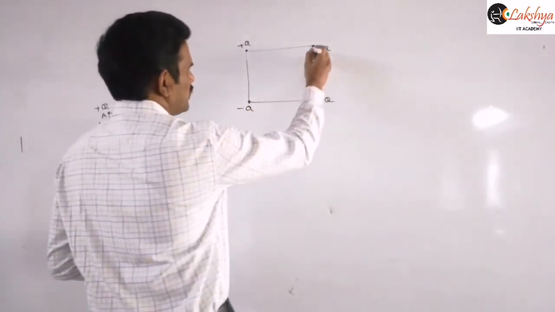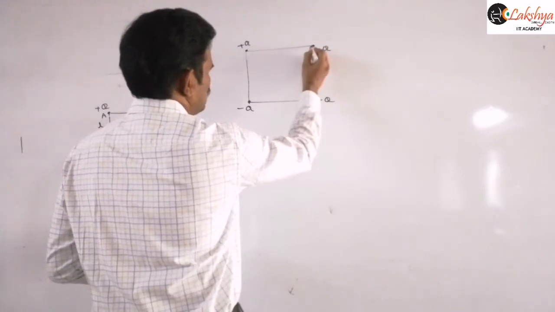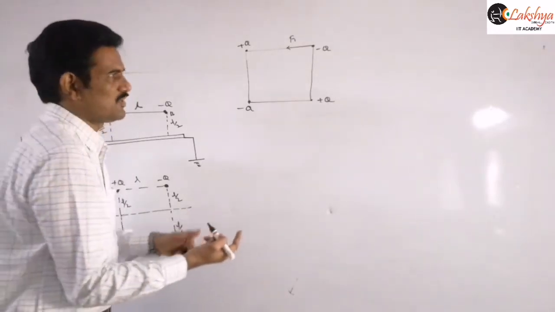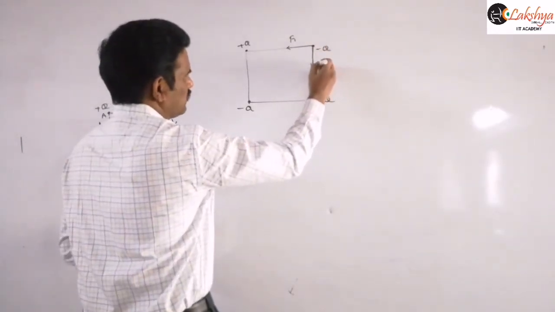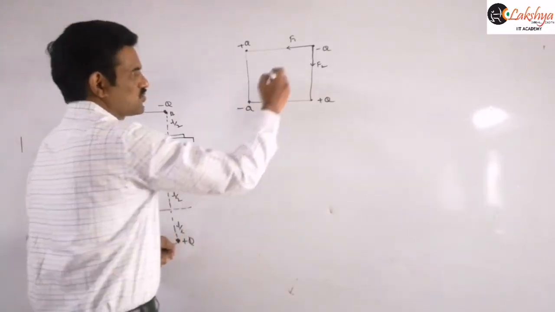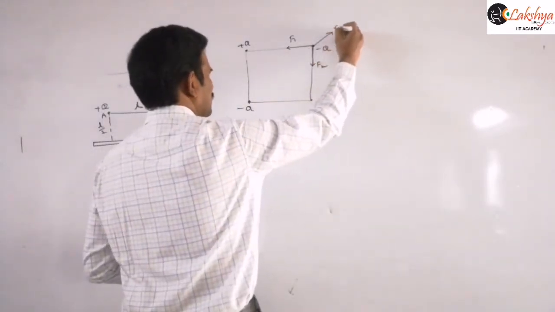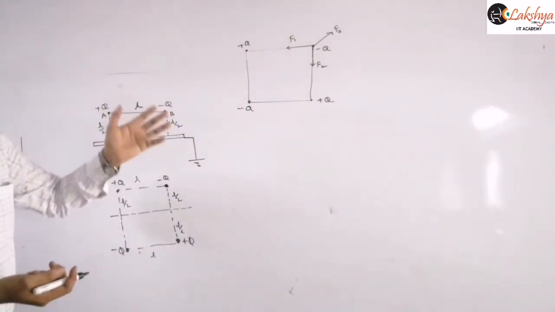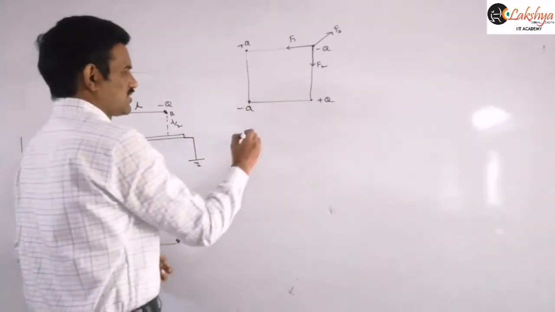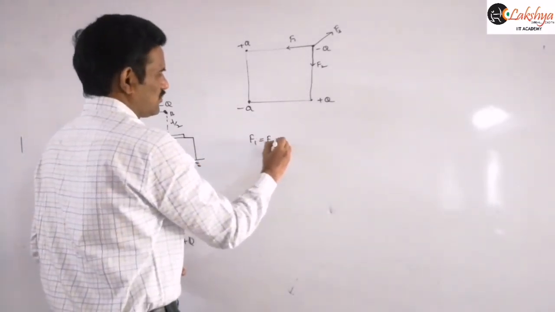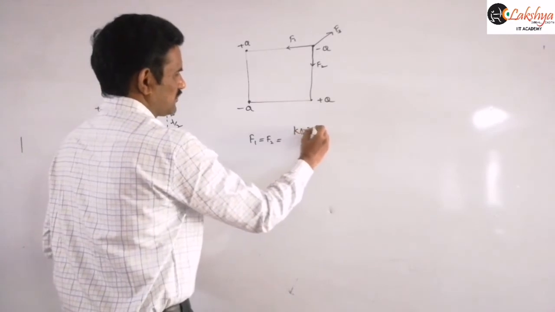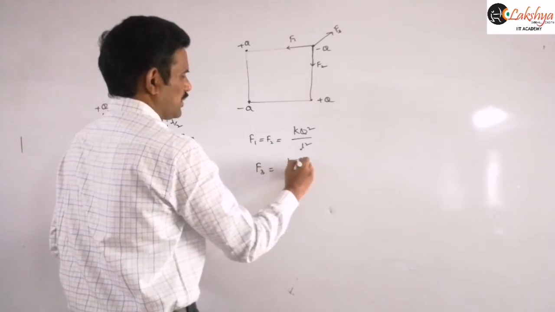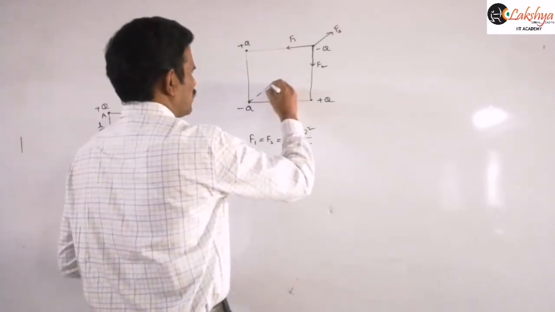Now the force due to this charge will be attractive, say F1, and the force due to this plus q will be attractive. I am taking that as F2, and the force between these two will be repulsive, so that force will be F3. We already know how to write the magnitudes of F1, F2, F3. We discussed that in the beginning of this topic. So F1 is equal to F2 is equal to kq square by L square, and F3 is equal to kq square by, this distance will be root 2 L.